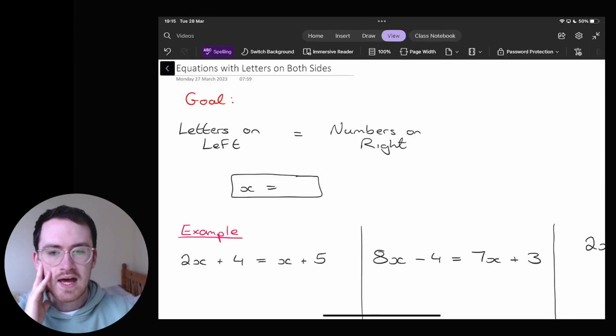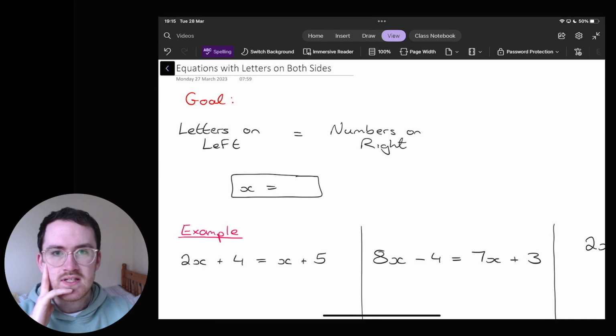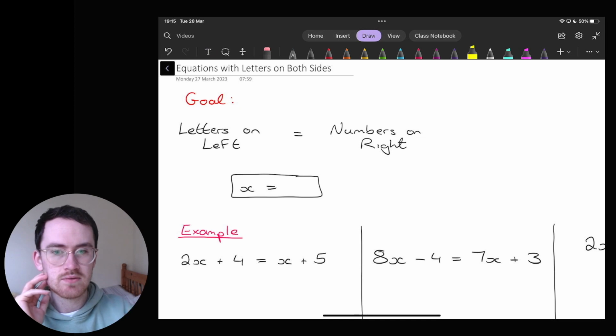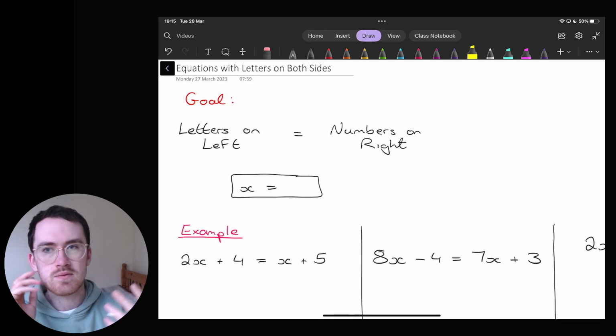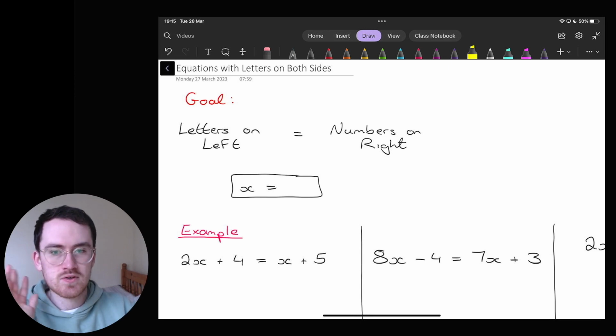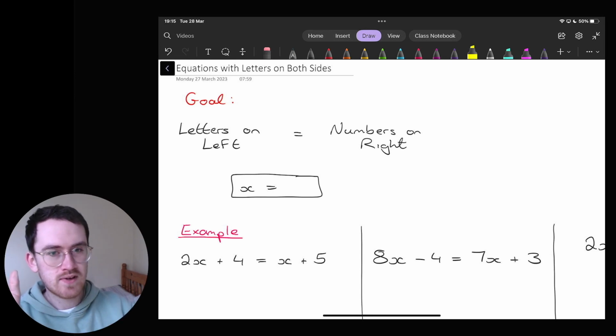Okay, so we're going to look at some more equations. This time we're looking at a little step on from the last time. This time with our equations, we're going to have letters on both sides. In the last ones, we just had letters maybe on one side, like x plus 7 equals 4, or 3x plus 2 equals 15. This time we're going to have equations like the ones you see here, like 2x plus 4 equals x plus 5.